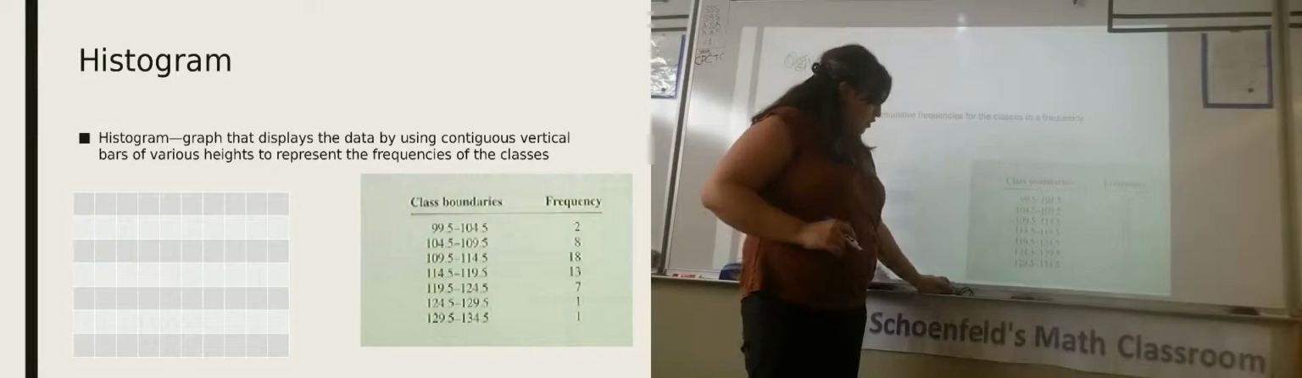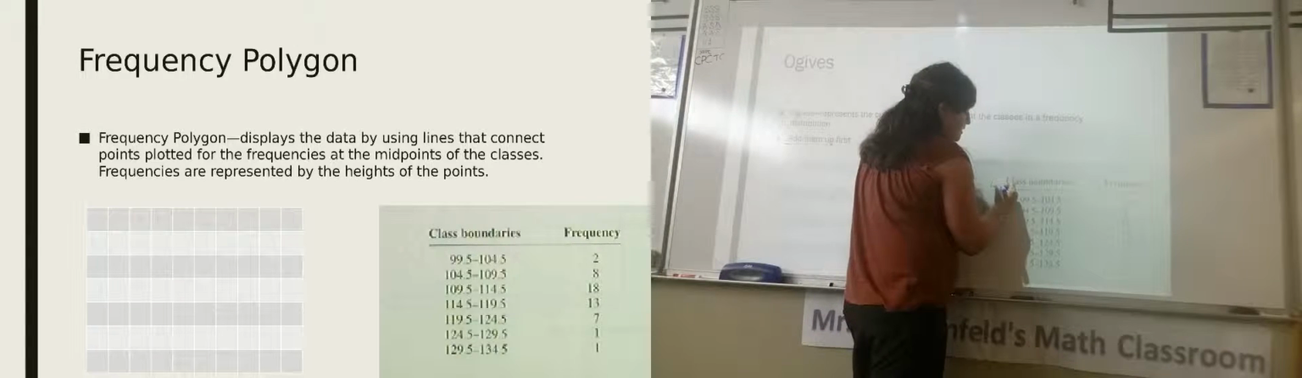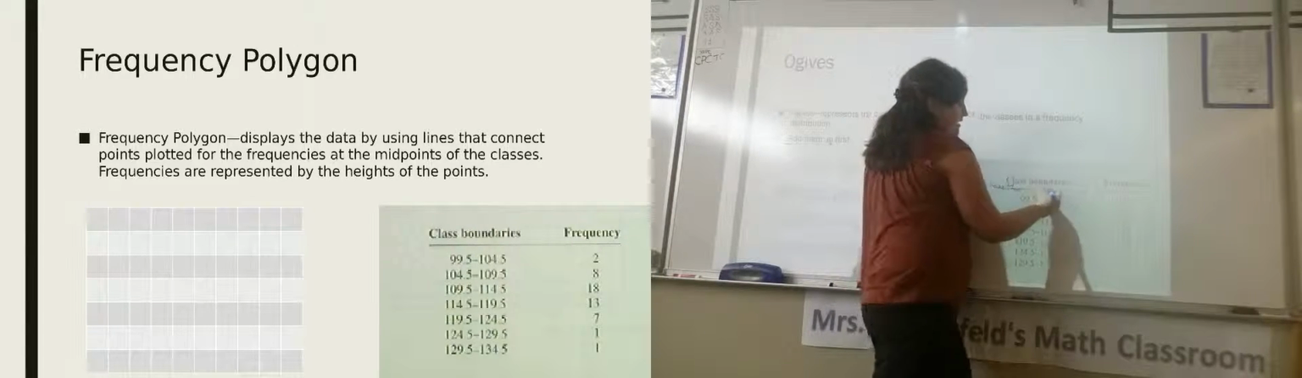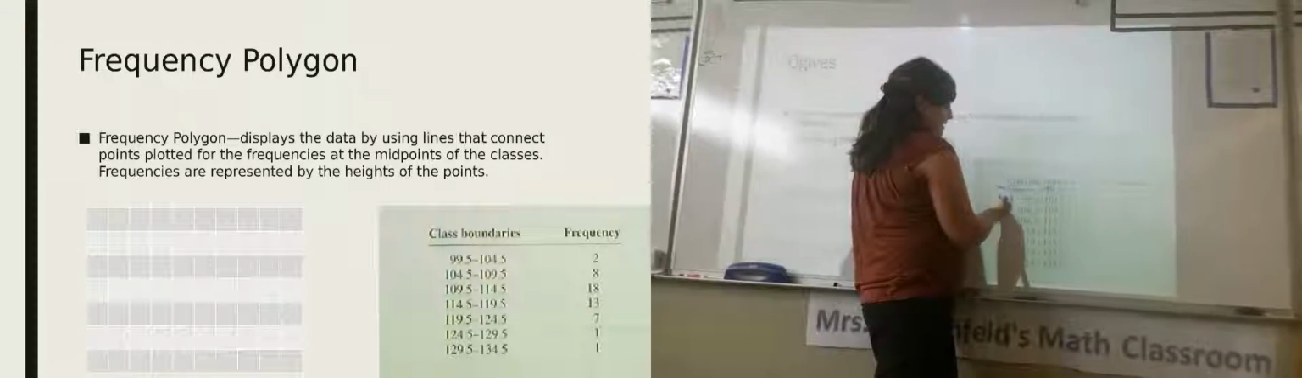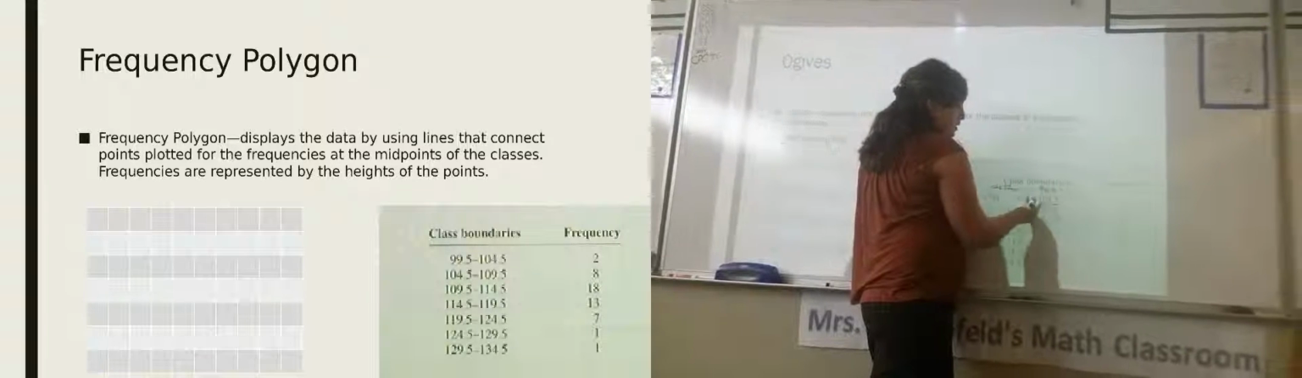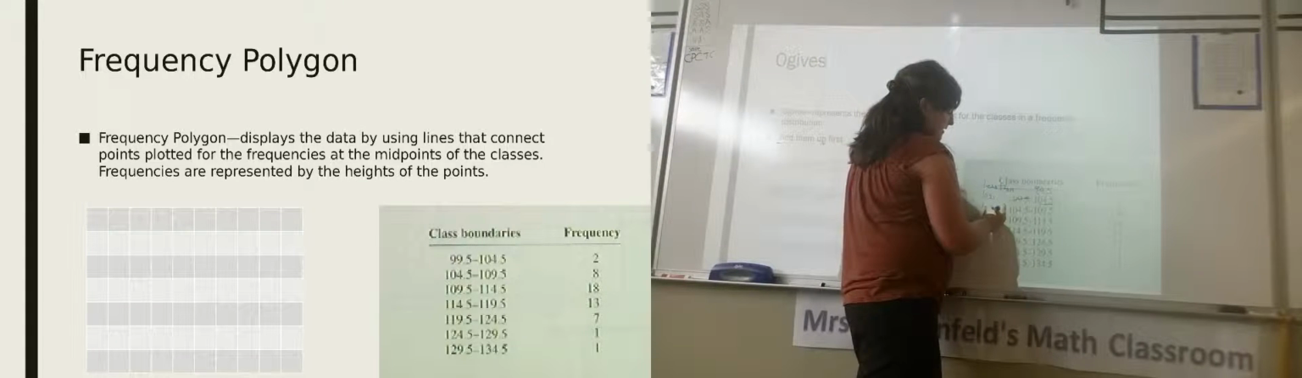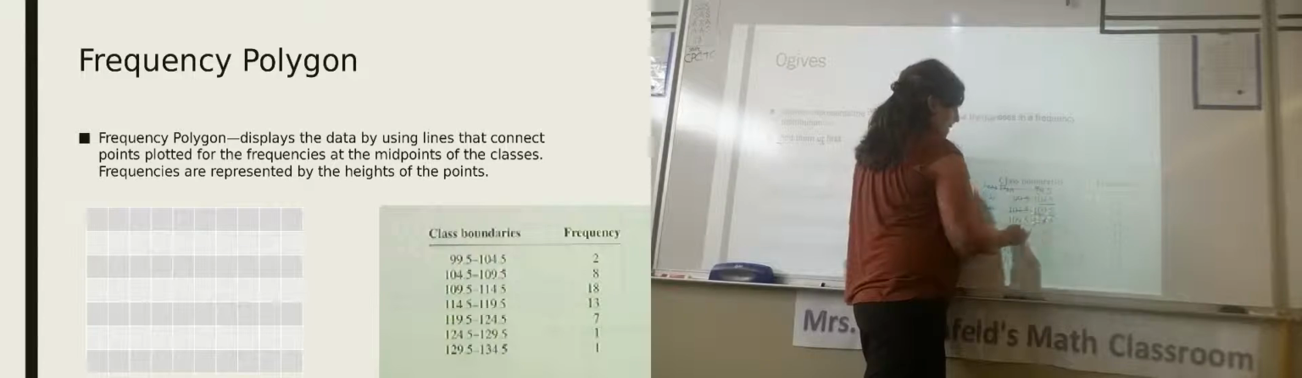Ogives are where we're doing the cumulative frequencies. Cumulative means we're adding them up for the classes. Okay, so we need to go through. We're also going to make some different classes. We're going to say less than the lowest number, less than 99.5. Our next class will then be less than 104.5, less than 109.5.